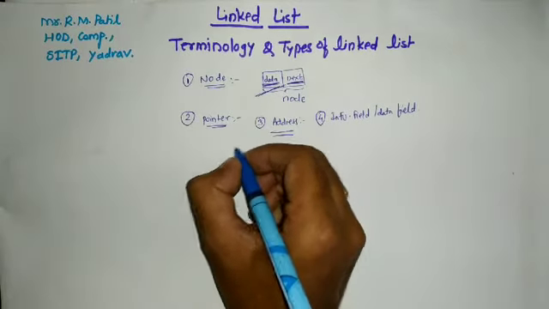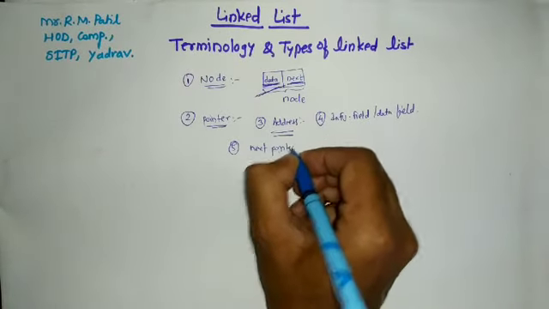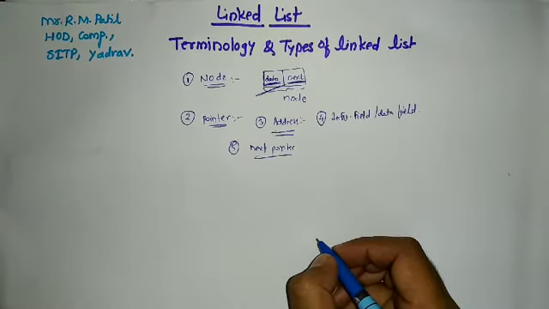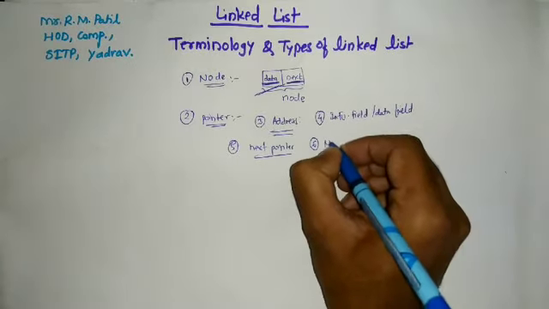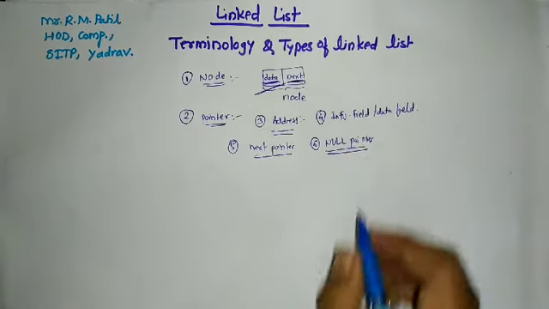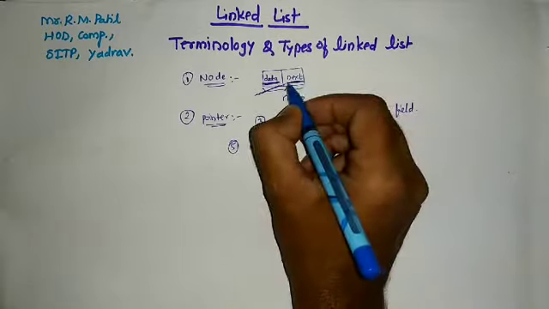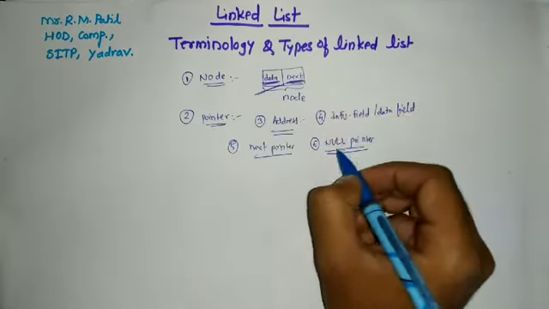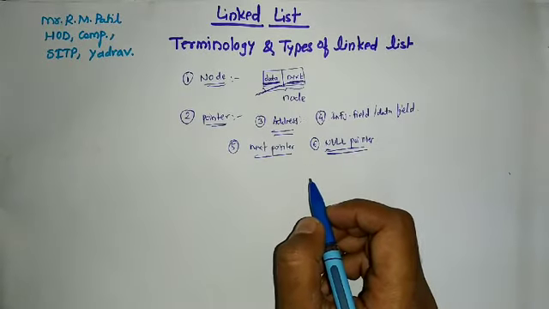The next terminology is the next pointer. This is the link which points to the next node of the linked list. The sixth one is the null pointer. What does the null pointer mean? It signifies the end of the linked list when the next or link pointer points to null. If the next field has a null value, we can say that this is the end of that particular list.